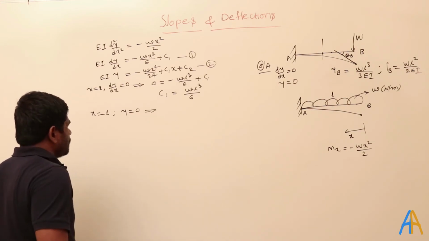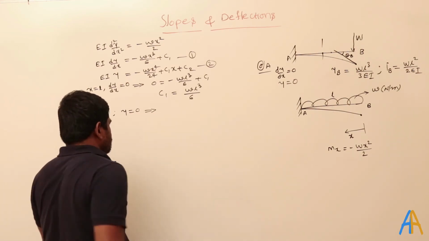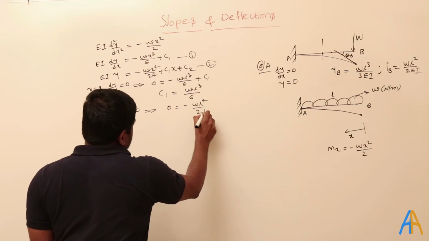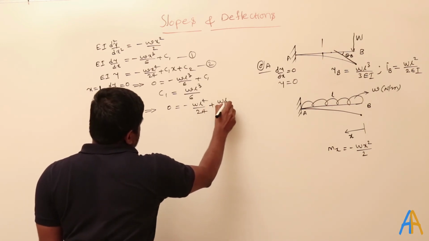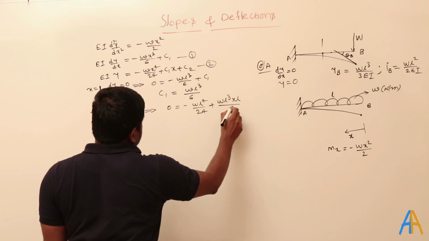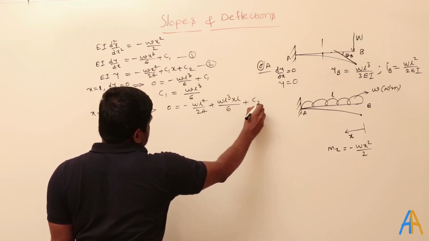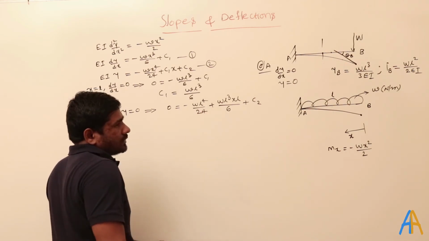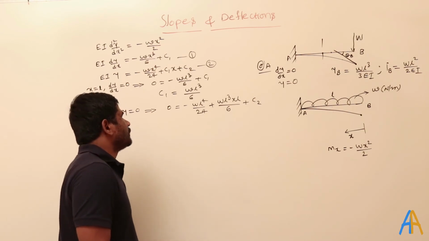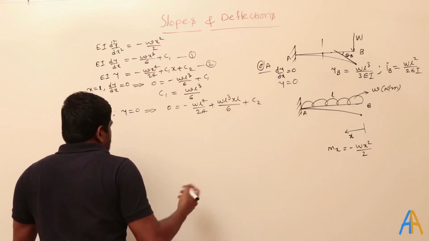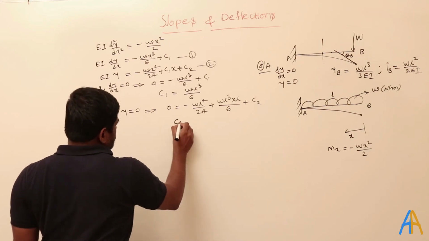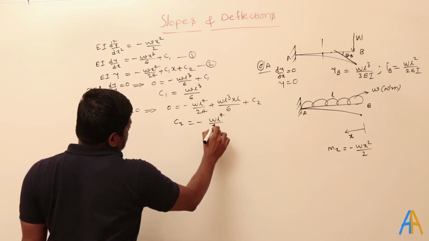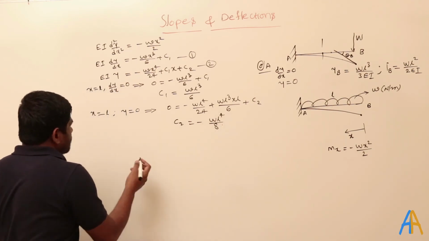What is the meaning of that? That means 0 equals minus wL⁴/24 + wL³/6 × L + c2. So 4, I will multiply. 4 minus 1 will become 3. Okay, how many times will 3 go into 24? 8 times. So c2 equals minus wL⁴/8. This is the value. And what is the final curve here?